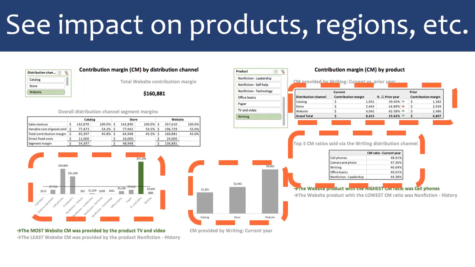When those slicer buttons are clicked, the charts, dynamic headings, and tables change. Click on each of the slicers and observe how the related charts, tables, and other information change.